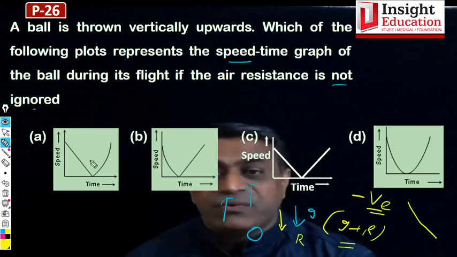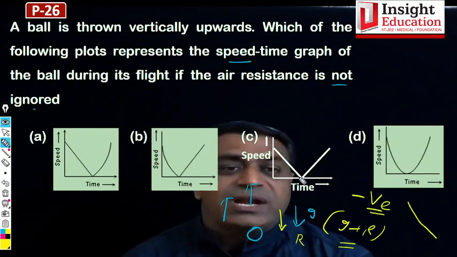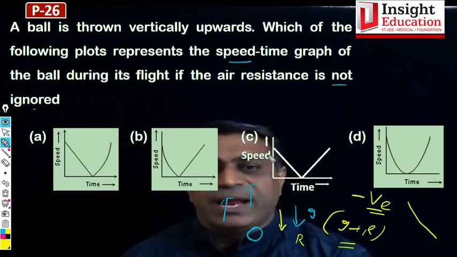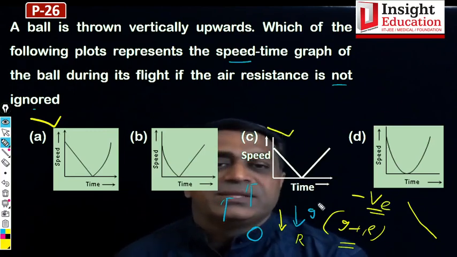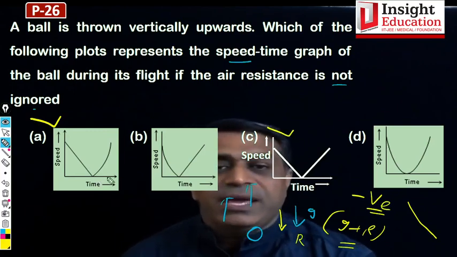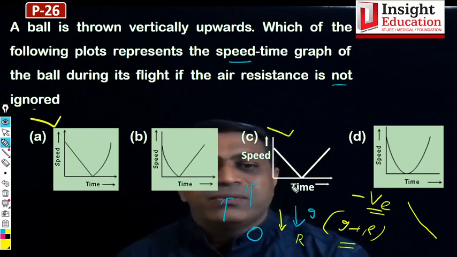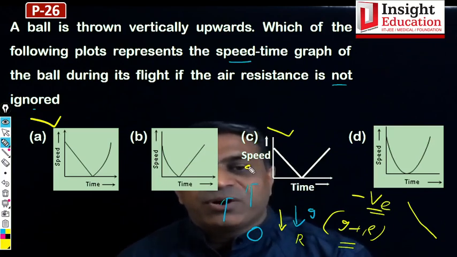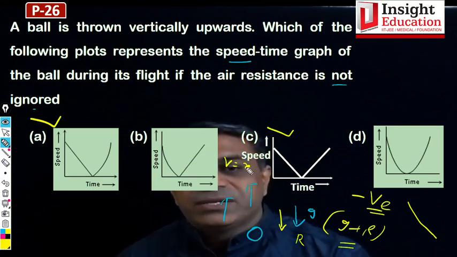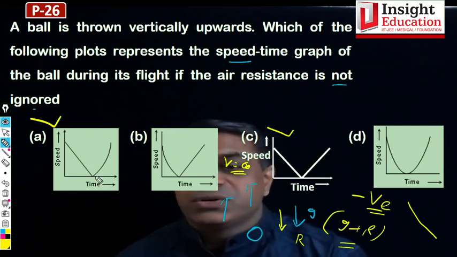So now think about which line. Here it is a straight line, here it is not a straight line. So the probable answer is either A or C. Now the object is at the top position. At the top position, velocity is 0, so speed is 0.